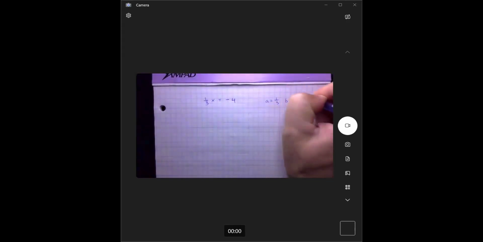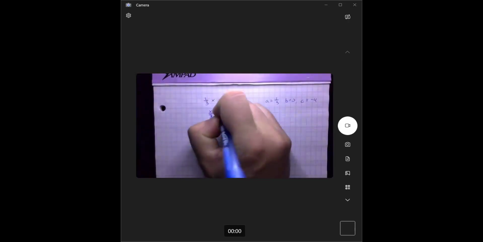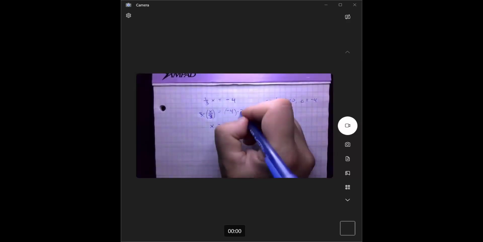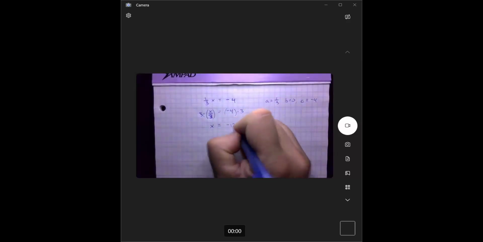Let's look at 1/3 x equals -4. All right, so in this case, a is 1/3, b is 0, and c is -4. So I can write it this way. I could also think of writing it as x divided by 3 equals -4. And if I want to cancel a division, I can multiply both sides by 3. 3 on the top cancels with 3 on the bottom, and that gives me x. -4 times 3 gives me -12, and I'm done.